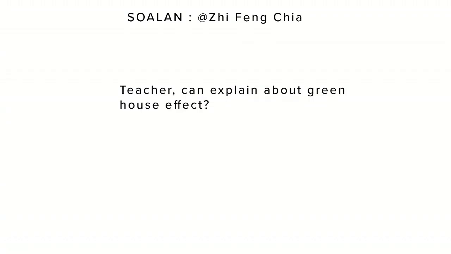Okay, for the next one, from Chia. Greenhouse effect. For the greenhouse effect here, it is also more of an essay. So about the greenhouse effect, you can explain the causes, meaning the factors that can cause the greenhouse effect to occur. The main answer is the release of carbon dioxide.